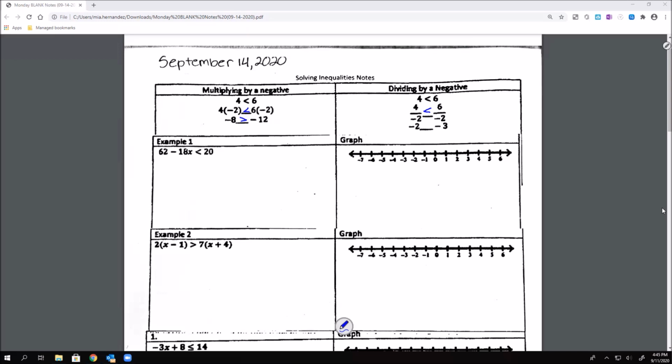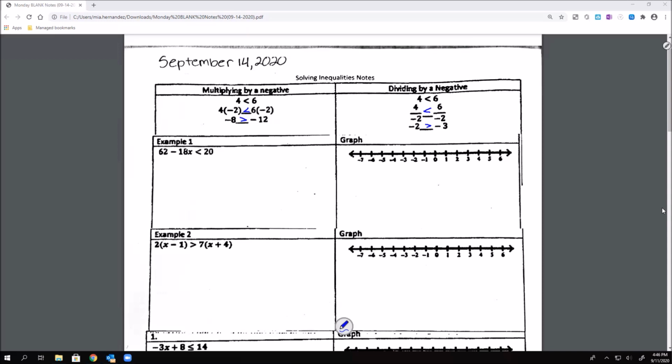Just like when I'm multiplying by a negative number, I flipped my sign. When I'm dividing by a negative, I also flip my sign. So now I have a greater than sign. Okay? So the two things to take away: when you multiply by a negative value and when you divide by a negative value, you flip the sign. So next we're going to start some examples, and we're also going to go over graphing our inequality solutions.